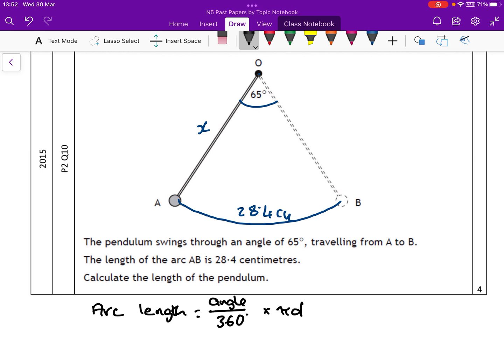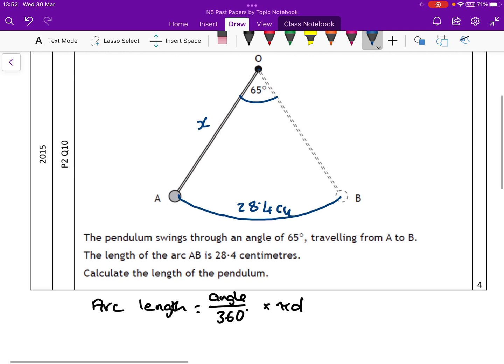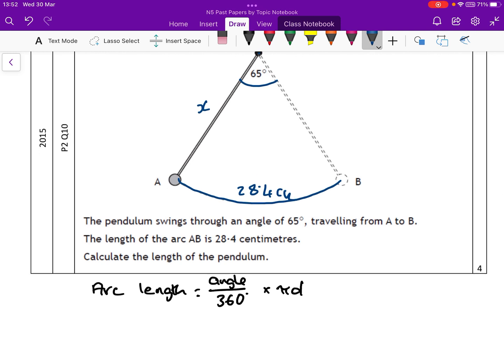Okay, so that's basically our formula, and we're going to substitute in everything that we can. We know from the question that our arc length is 28.4, so I'm going to substitute that in. We also know our angle at the centre, which is 65. There are still 360 degrees in a full circle. Then we multiply by pi, which is just a number, and then this d. We don't know the diameter, but if I knew it, hopefully you recognise that it would help you get the length of the pendulum, because that would be half of your diameter. Looking at the diagram, that's really a radius.